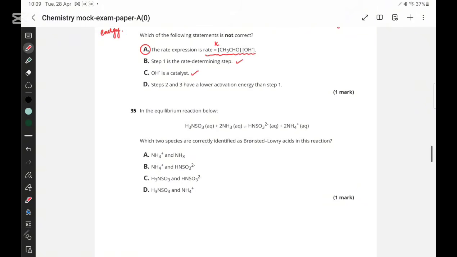For the next question, they are asking which two species are correctly identified as Bronsted-Lowry acid in the reaction. This is the acid, this is going to be the base, and when an acid loses a proton, it becomes its conjugate base. And you know, this is the base, when it accepts a proton, it becomes its conjugate acid.